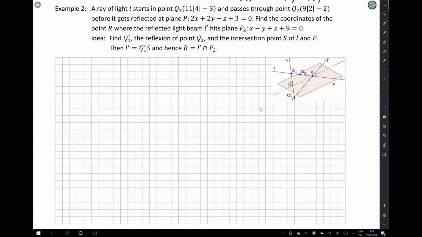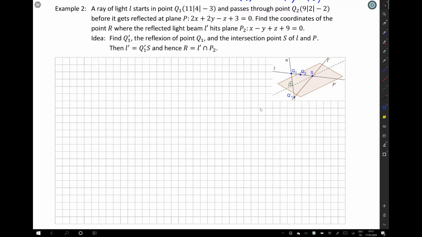To find the equation of the reflected ray of light L', we need just 2 points of it. One point is the intersection point S of the original ray of light and the plane, and the second point we get by just mirroring any point on L at the plane P. In this case, we'll just take the point Q1 and we'll find Q1', and then L' is just the line passing through Q1' and S.